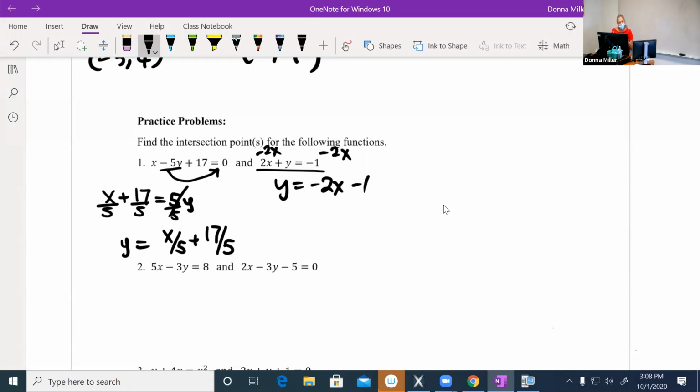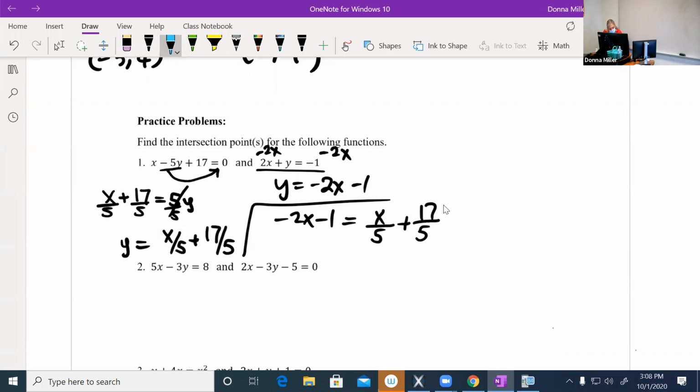Okay, so the algebraic way, now that I have y solved for, I set them equal to each other. So that means that negative 2x minus 1 equals x over 5 plus 17 over 5, right? Okay. Now, I don't like 5s on the bottom, so to get rid of that, I'm going to multiply every term by 5. Are we okay with that? That's going to get rid of all those fractions because I don't like fractions. Okay. So I'm going to multiply every single term by 5. When I do that, I'm going to get negative 10x minus 5.